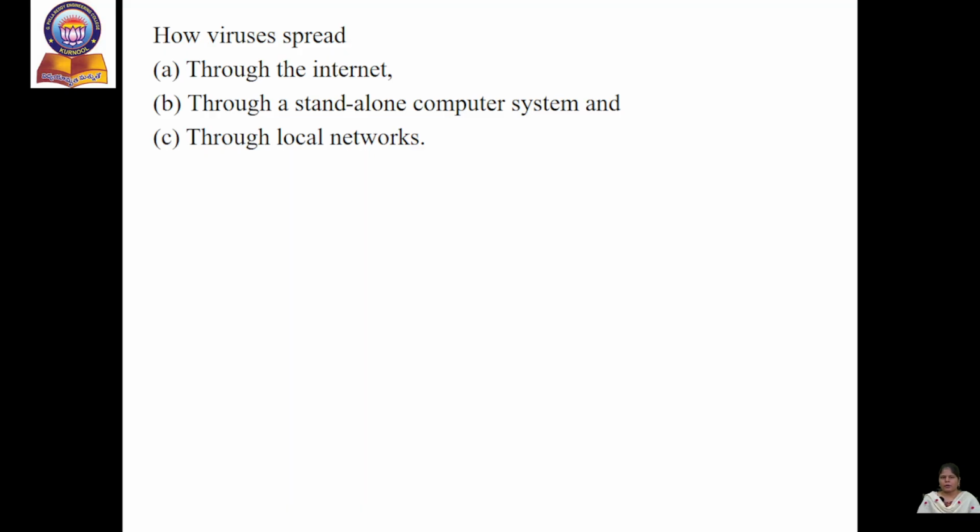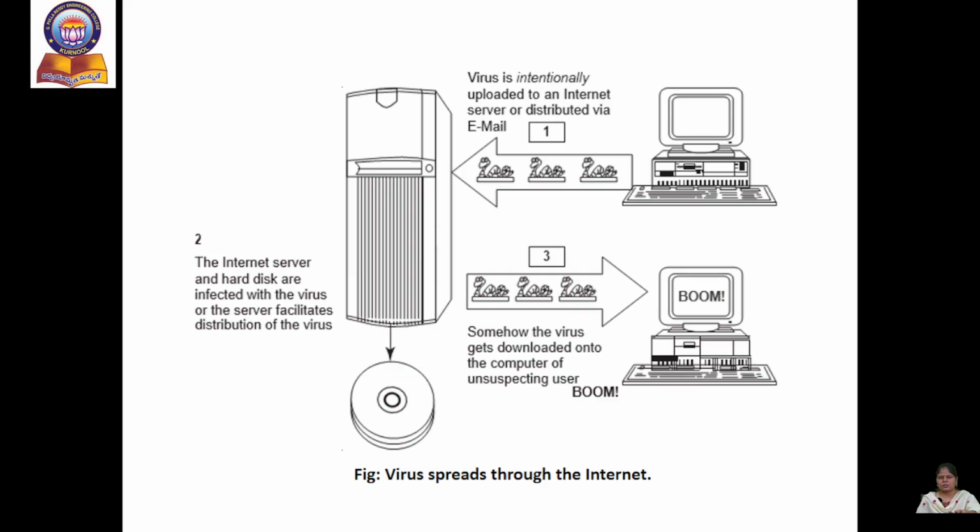A virus spreads itself in three ways: one is through the internet, one is through the standalone system, and another is through the network. This picture mainly shows this. First, the virus is intentionally uploaded. In a virus spread through the internet, the virus is intentionally uploaded to the internet or distributed via email.